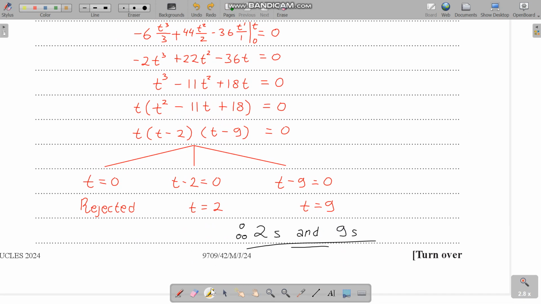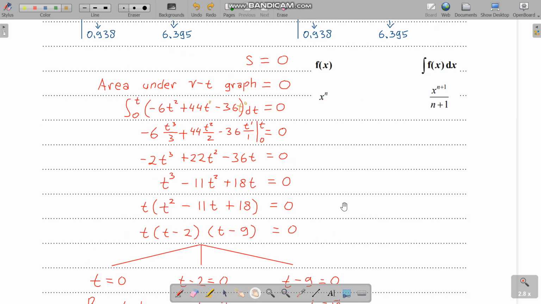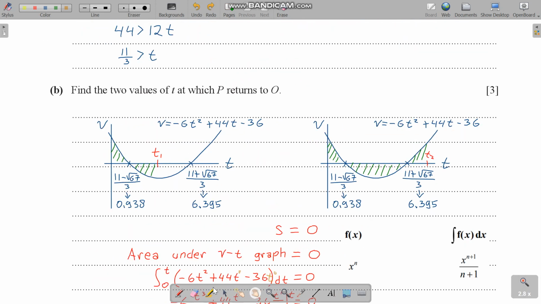We have three solutions. Of course, we cannot use t equals 0 because it says when P returns. So it starts here, it returns to 0 here, and back to 0 again here. So that means the positive area means, let's say, going to the right. So you are going to the right. Negative means you're going back to the original starting position.